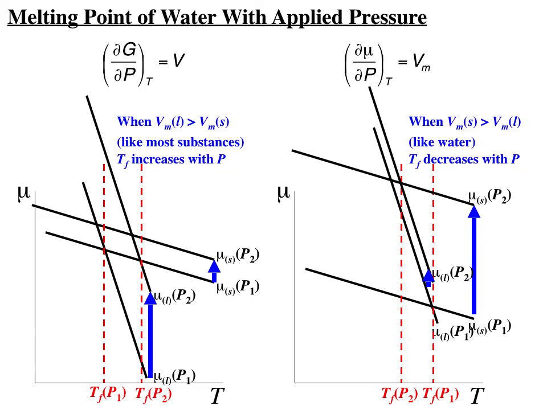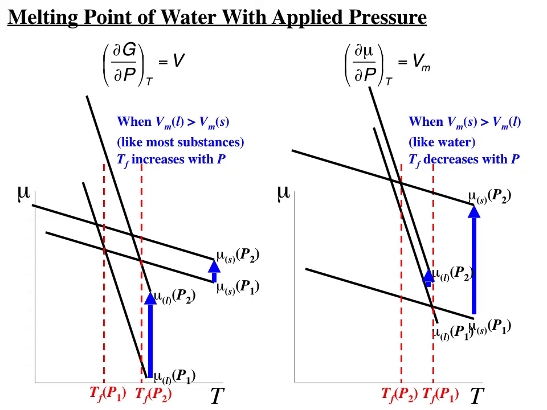But now when I change pressure, the blue arrows are indicating how the chemical potential of the liquid and solid will vary when pressure is changed. The dμ/dP is a function of V, and it's a positive function of V. So when I increase the pressure from P1 to P2, there's an increase of the chemical potential. But notice now the increase of the chemical potential is greater for the solid than it is for the liquid.